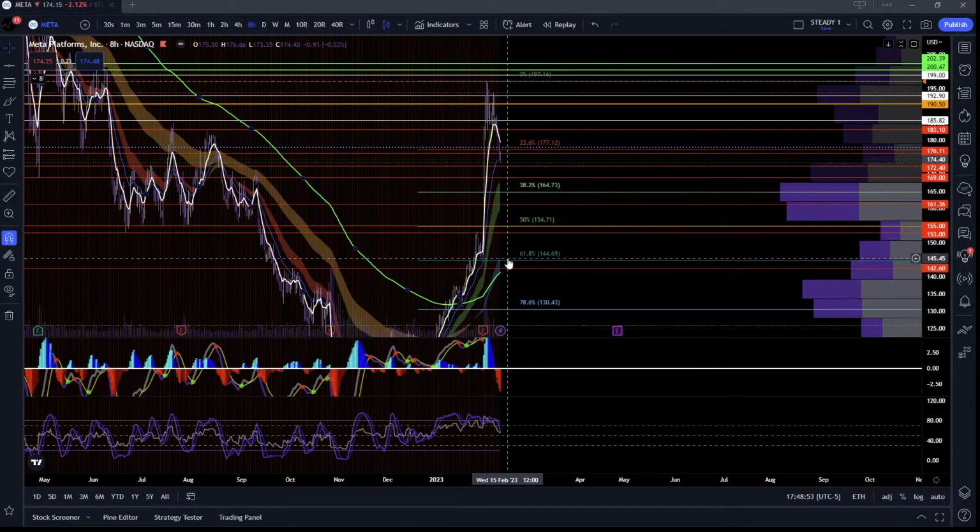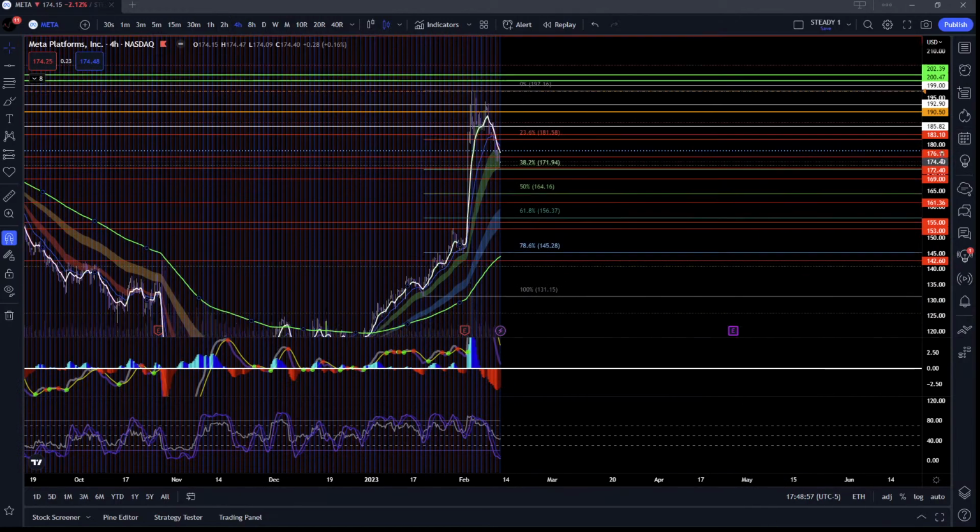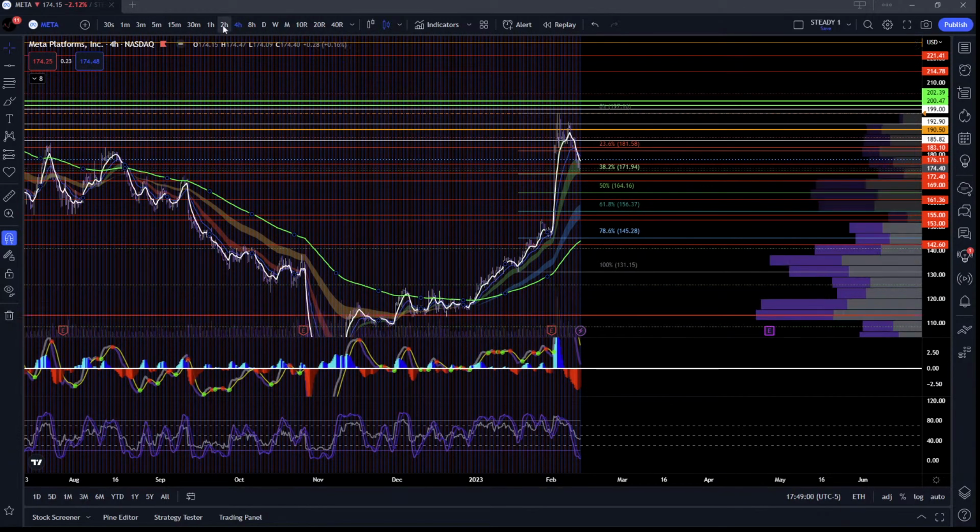The larger trend is a little bit lower on Meta. Granted, I am looking at the 4-hour there, so that's a little bit too large. I don't want to look at that.